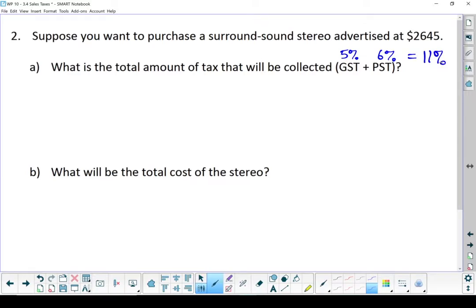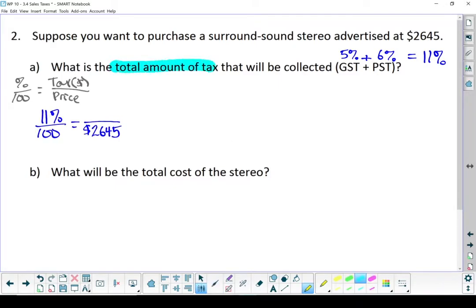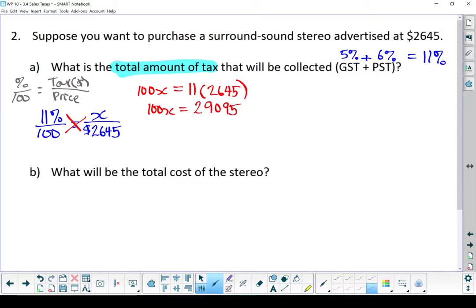Now we can take our taxes and put them together. So let's start with our formula. Put in our parts, and what I don't know is what is the total amount of tax. That is our X. And then we cross multiply. Divide both sides by 100, and we end up with a total amount of tax of $290.95.